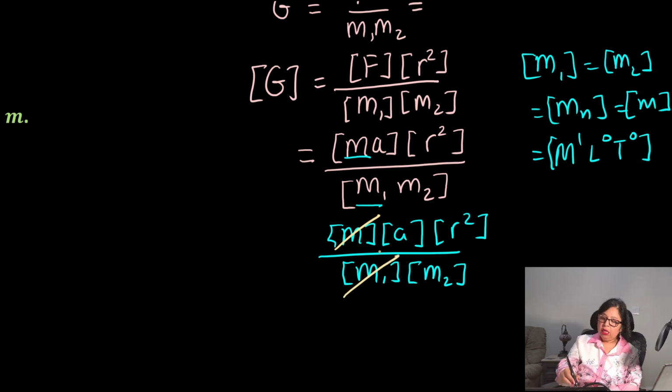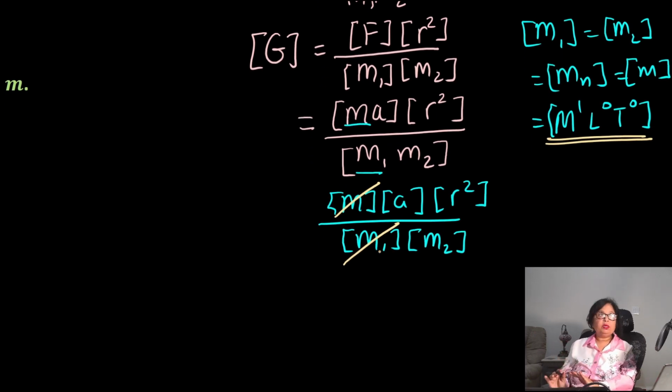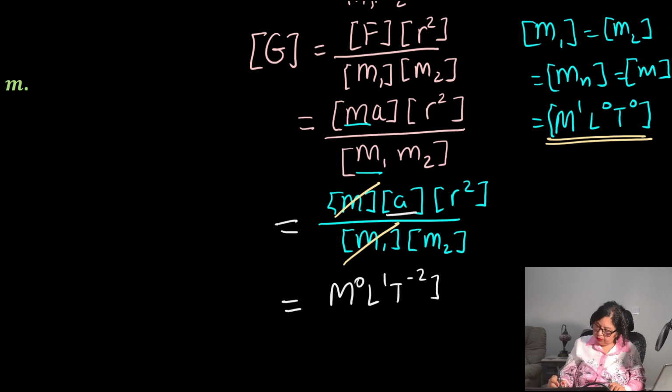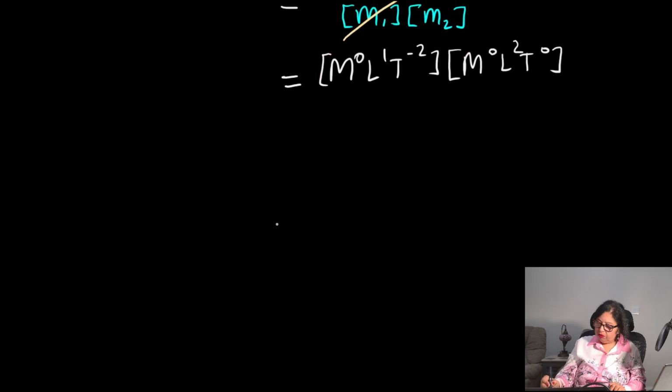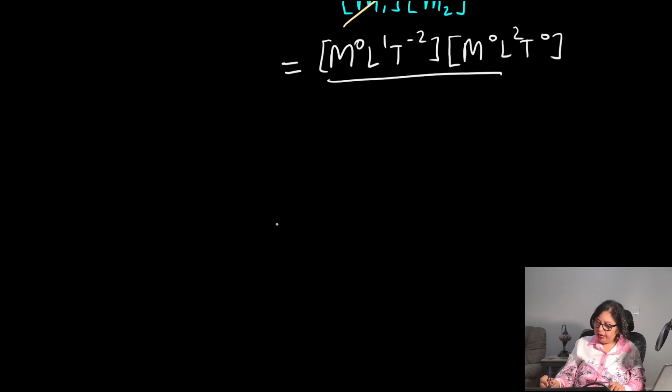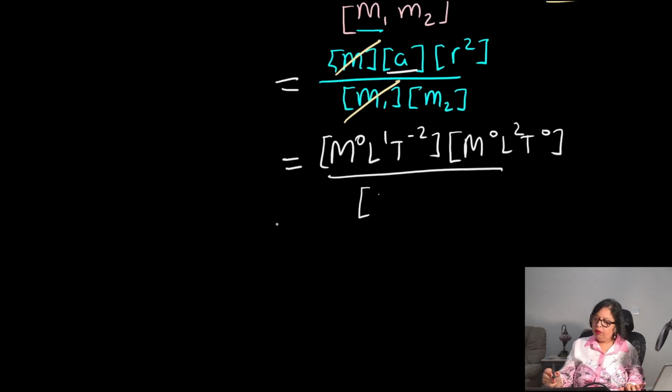Why? Because this is dimensional formulae. So the dimensional formula for each mass is the same, which is this here. So based on that, I can do this cancellation that I just showed you. After that, I'm left with, for A, m0 L1 T minus 2, R squared m0 L squared T0, divided by m, choose m1 L0 T0.